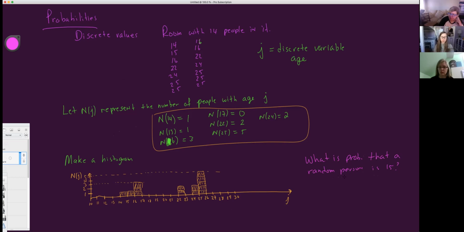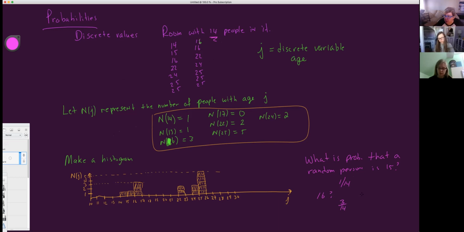One out of 14. Right, so you look over here and you're like, oh, there's only one of those guys. And I have a total of 14 people, so it's 1 out of 14. What about 16? What's the probability that a random person will be 16? 3 out of 14, right? Again, you look at the 3 here for 16, and you divide by the total.